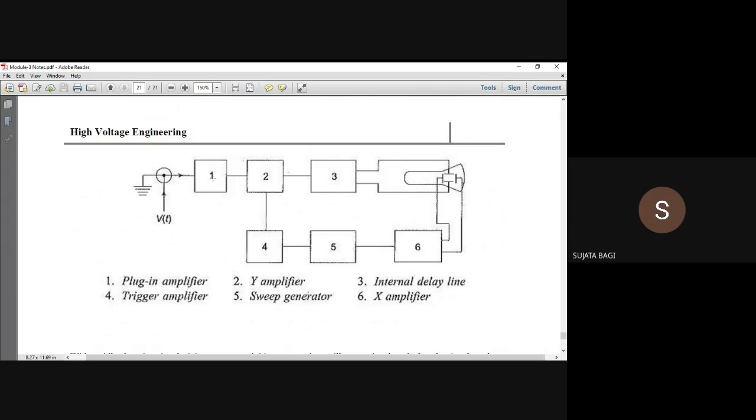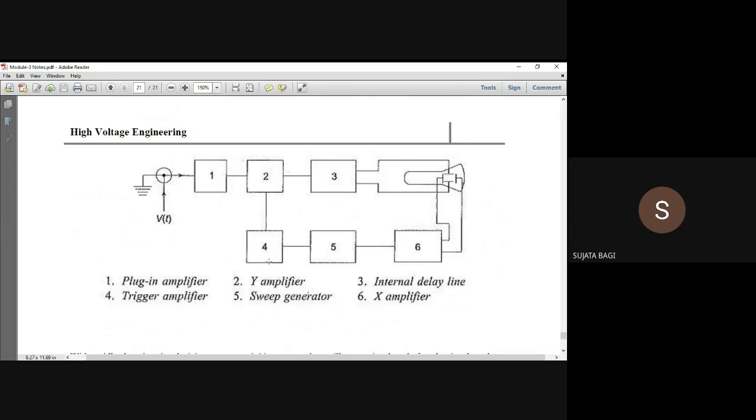First the signal passes through the plug-in amplifier, then the Y amplifier, then the cathode ray tube. If any pulses have to be generated, the sweep generator produces pulses, and triggering happens through those pulses. Those pulses are given to the trigger amplifier, which is given to the Y amplifier. Different techniques will be there. So this is one form of cathode oscilloscope setup.